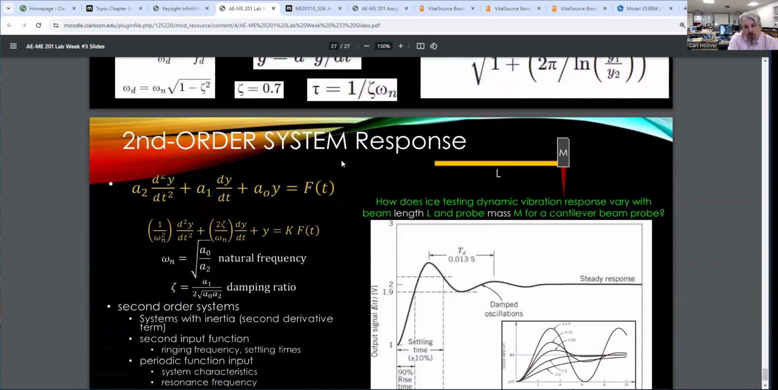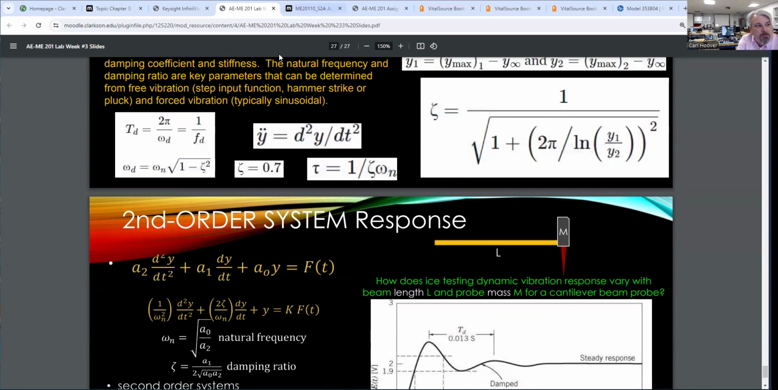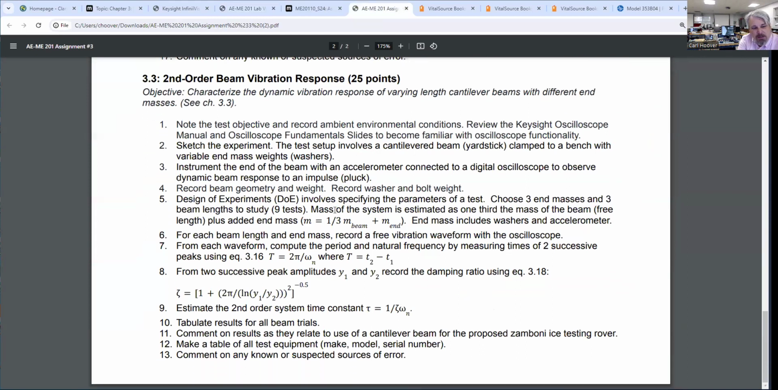Okay. So this is for an ice testing rover, and the idea is that we have a system that looks like a little rover with a probe on the end that has a measurement system, and we'll model that as a cantilevered beam, and we want to see how the dynamics of that beam change over time. So we're going to be using a scope, a charge amplifier, an accelerometer, and we'll set up here. We're going to be following the assignment in Chapter 3, and this demo will basically go over the setup more than following this step by step.